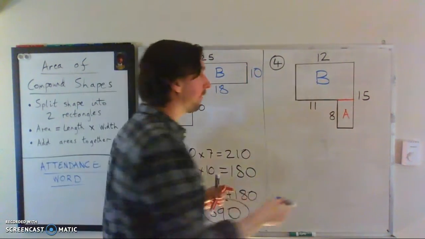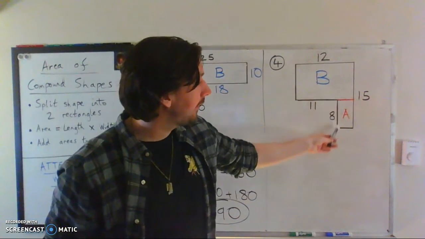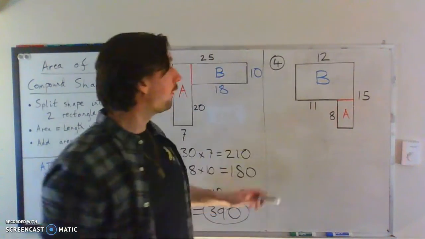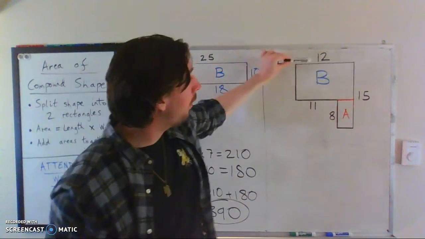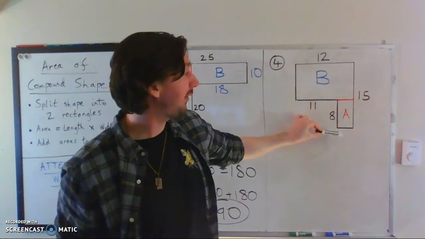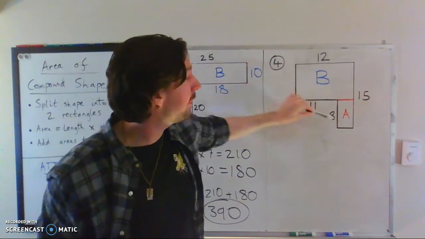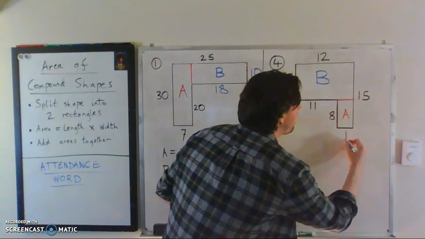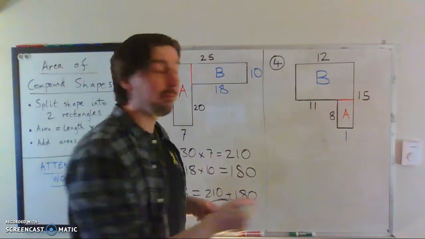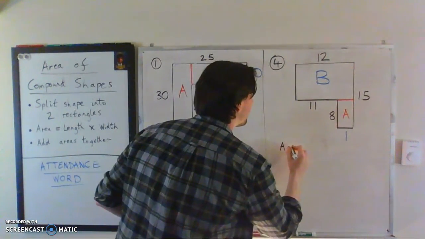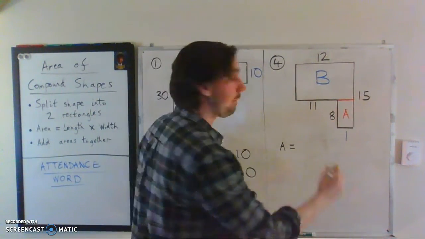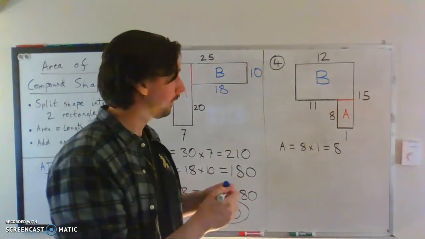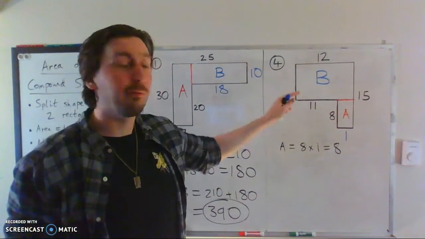Let's do section A first. So I know that it is 8 along here. I just need to find out this little length here. Look for the parallel lines. 12, 11. So my missing part, if I do 12 take away 11, is going to be 1. The area of A equals 8 times 1, which is 8. Let's do area of B now.